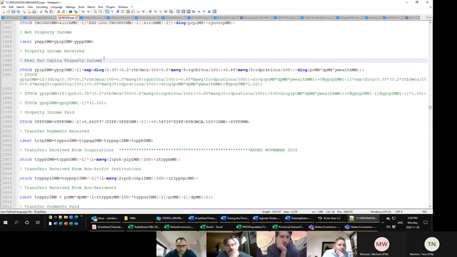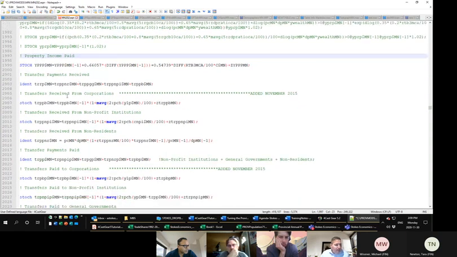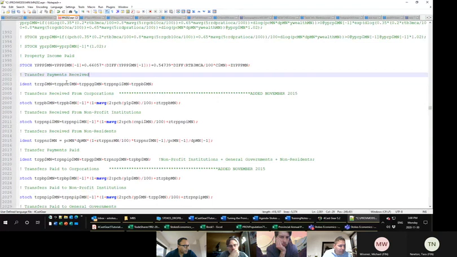What else is relevant here? Of course, property income. You're going to see things like short and long-term interest rates in here. So this is our 3-month T-bill, and here is your 10-year plus Government of Canada bond rates. Property income paid, transfer payments received. So we had fun with these ones this year with all our CERB payments and so forth.